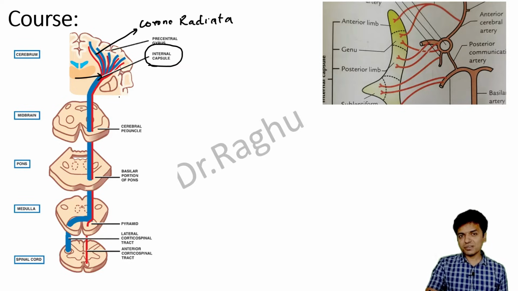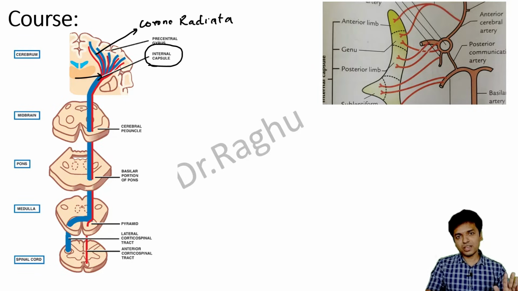Why is it extremely important clinically? Because this is the most common site of lesion for the corticospinal tract fibers. Now the next question that arises is, why do you think this is the most common site of lesion? The answer lies with the blood supply of this area.